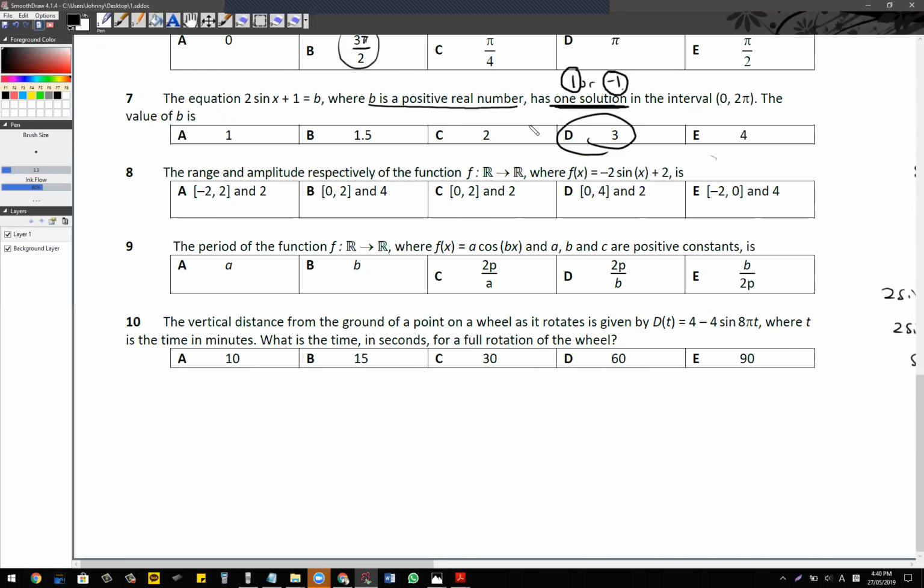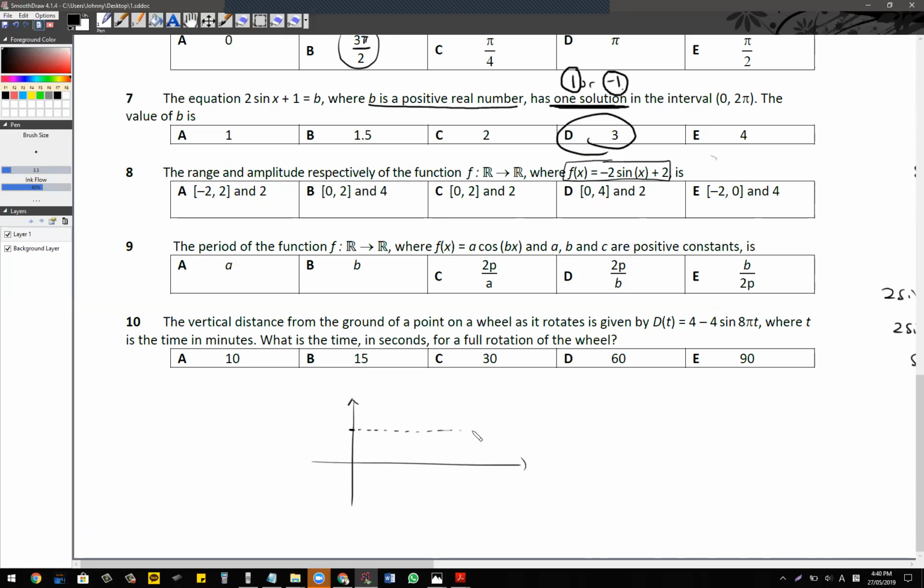Now, we'll try 8. So the range and amplitude, respectively, of the function. So here's the function, okay? So what is the range and the amplitude? Well, the amplitude's -2. Okay, so let's draw this. Amplitude is never negative. Amplitude is just 2. Yeah, so it has been elevated by 2.